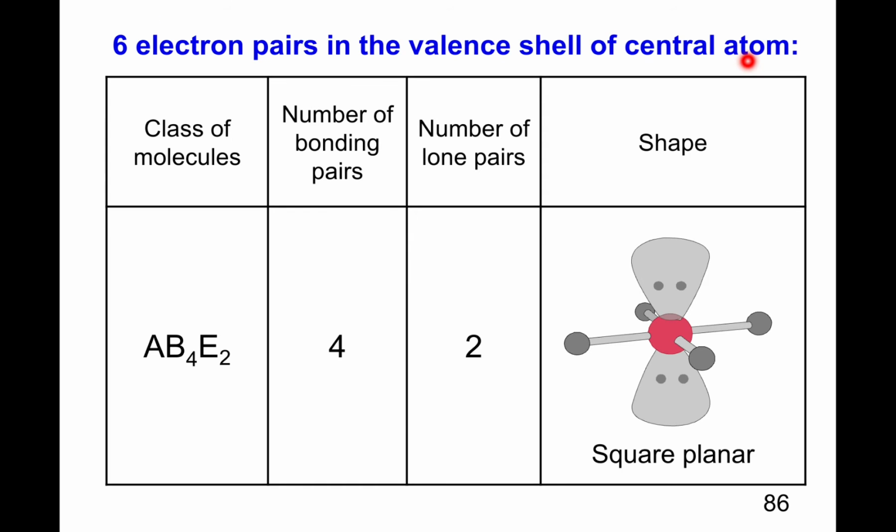Okay, the last one is square planar. Okay, we have a square on the same plane. We have 2 lone pairs and 4 bonding pairs. So the repulsion between lone pair and lone pair, and lone pair and bonding pair, makes the molecular shape become square planar, and the bond angle is 90 degrees.